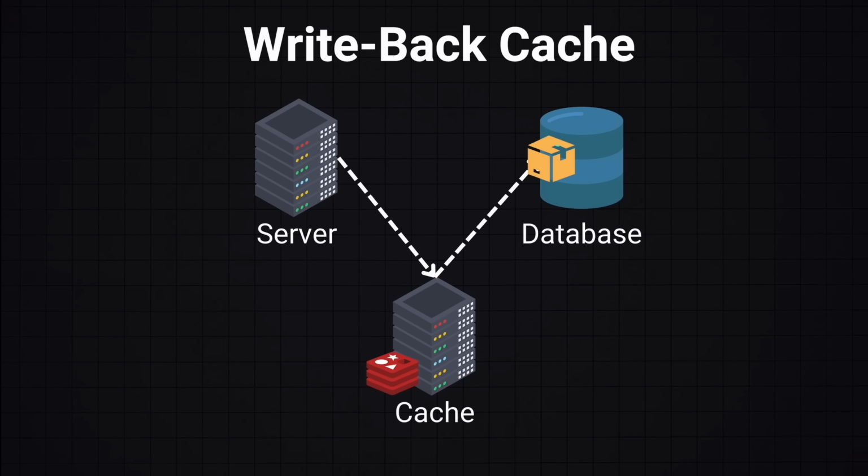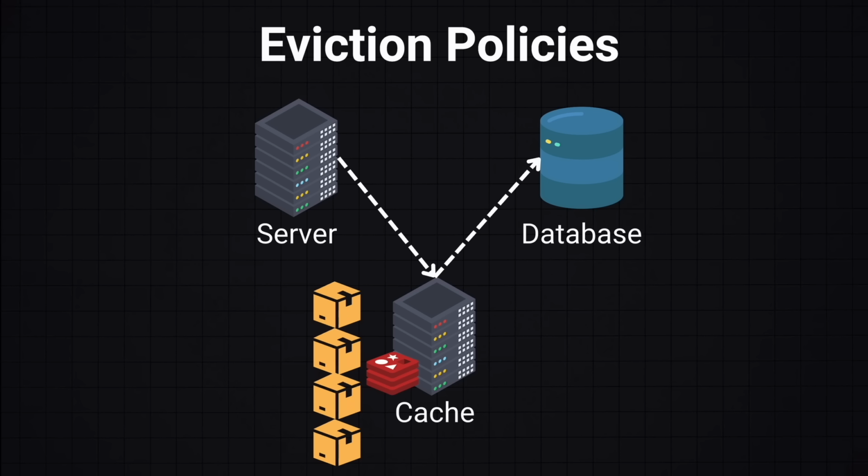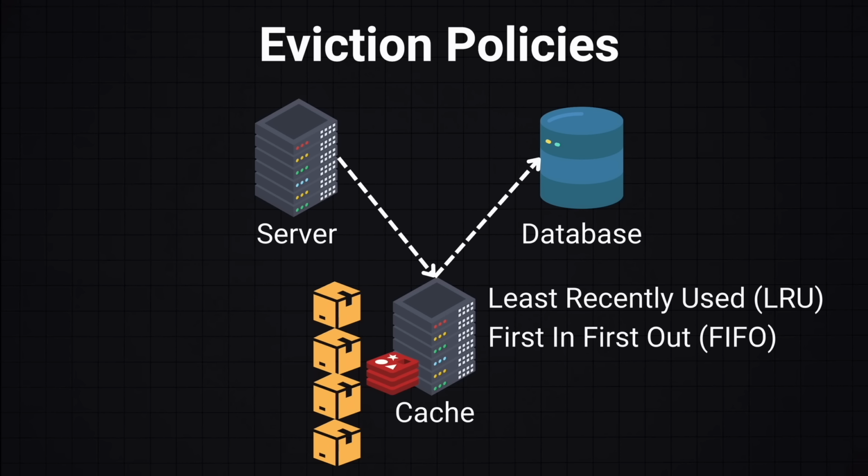But what happens if the cache is full and we need to free up some space to use our cache again? For that, we have eviction policies, which are rules that determine which items to remove from the cache when it's full. Common policies are to remove least recently used ones, or first in first out, where we remove the ones that were added first, or removing the least frequently used ones.